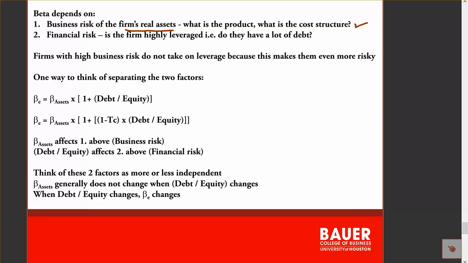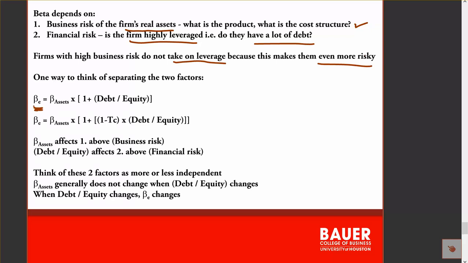But it also depends on how much leverage they have. How much debt do they have? The more debt a firm has, the equity holder's, the stockholder's, risk goes up, right? If you invest in shares of a firm that has a lot of debt, then your claim, if the firm were to go into bankruptcy, is later down the line because all these debt holders have to be repaid. So firms with high business risk do not take on debt because this makes them even more risky. One way of thinking of separating these two factors, and I'm not going to go into the formula or the derivation, but this is how it's done.